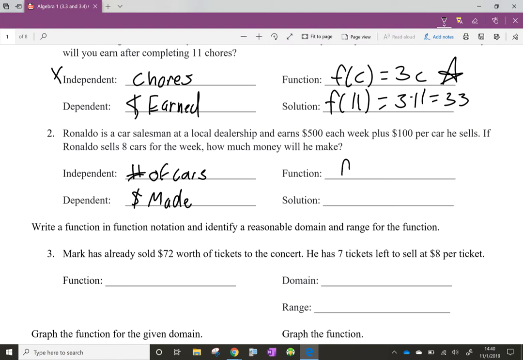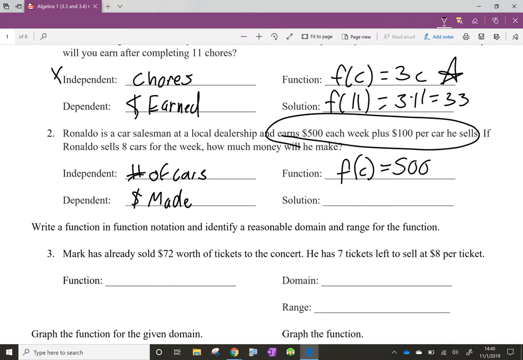Now our function here, I'm going to say f of c, and I'm going to use c for cars, but again, you can use f of x, whatever variable you want. It's all good. Our function is how much money we're talking about. We're talking about how much money Ronaldo makes at his job. So he earns $500 each week. So he's earning $500 up front. And then he's adding an additional $100 per car. So he's adding $100 per car, right?